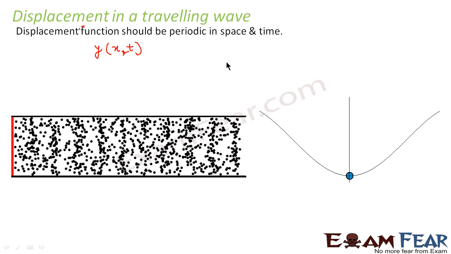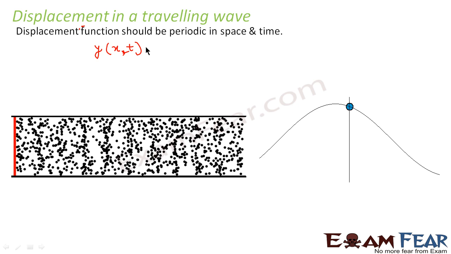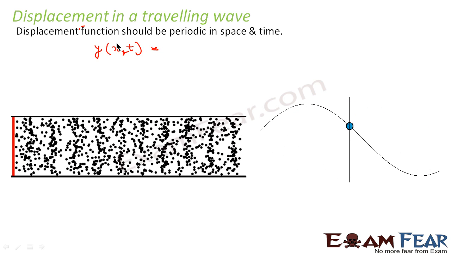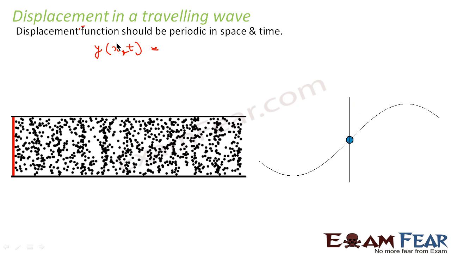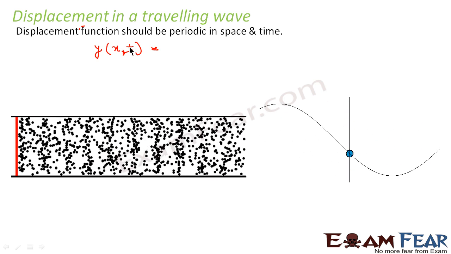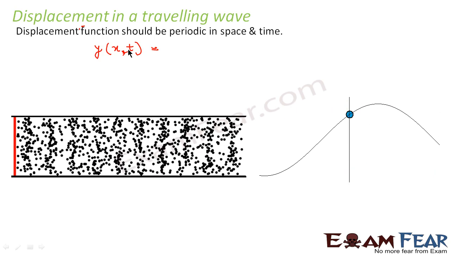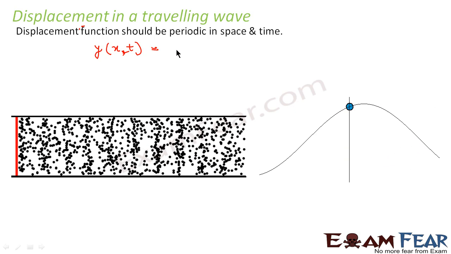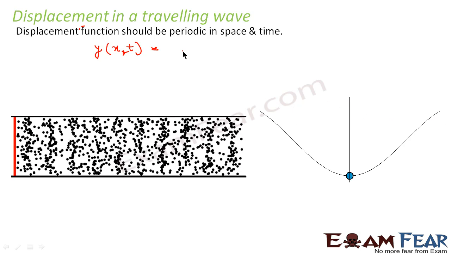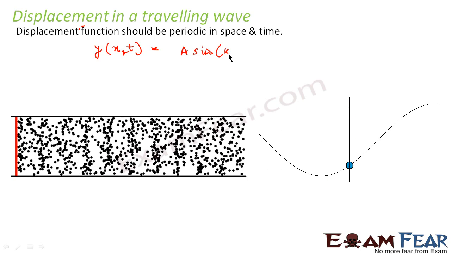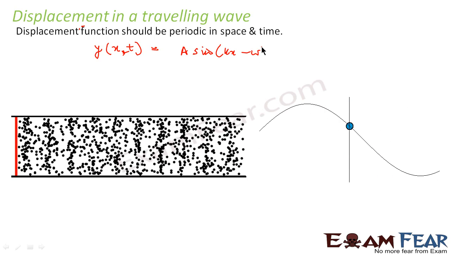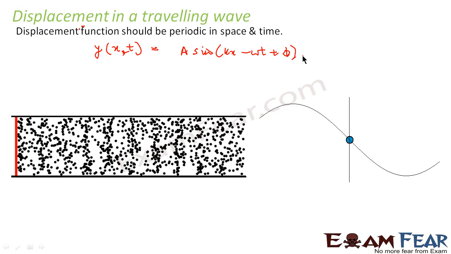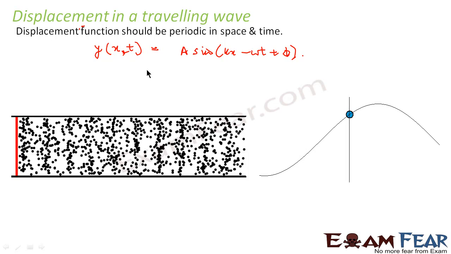Now, when we talk about a transverse wave, the wave propagates along the x-axis and the particles oscillate along the y-axis. So in that case, we say y as a function of x and t is denoted by a sin(kx minus omega t plus phi). So this becomes the expression for displacement.